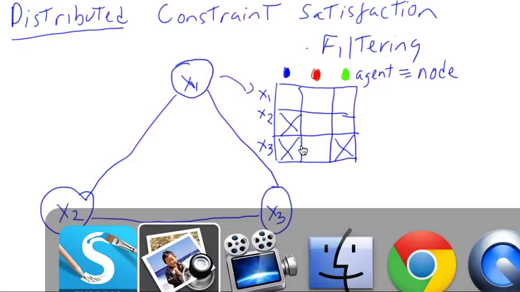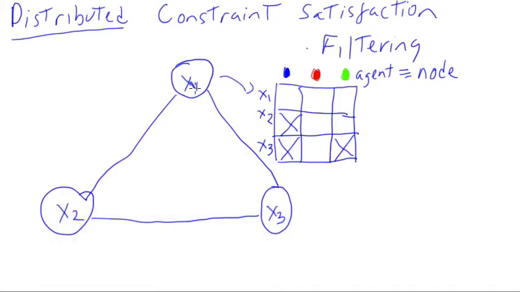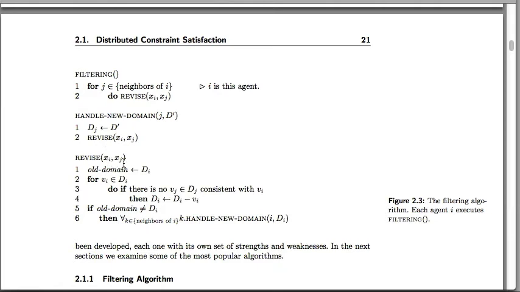So, okay, go back to the algorithm. The revise method is the heart of the algorithm. Let's look up here at the filtering method. Each agent is going to run this filtering method, and for each one of my neighbors, J, I'm going to revise. I is me, the agent. I'm going to do a revise of me against J, each one of my neighbors. In this case, agent x1 is going to do revise of x1, x3, and revise of x1, x2. That's what it's saying. And so here's revise of x1 and x3.